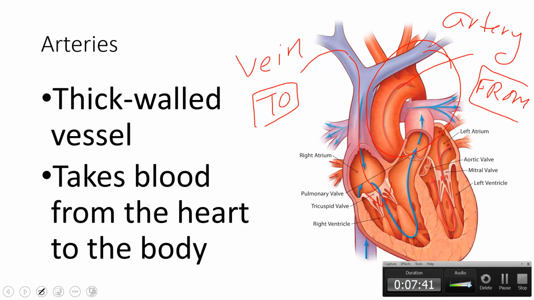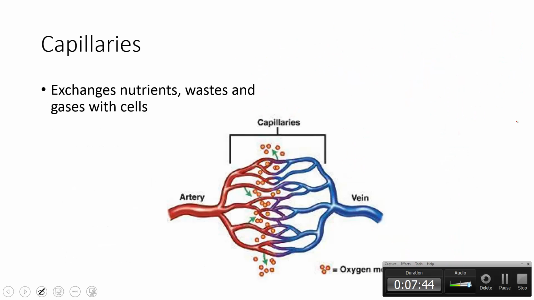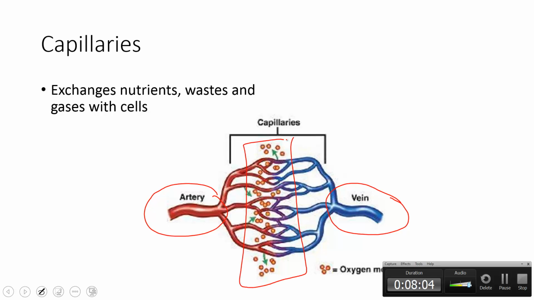Finally, there's one more type of blood vessel, and it's called the capillaries. The job of the capillaries is to exchange nutrients, waste, and gases with cells. Now, capillaries are very small. You'll see that the arteries are pretty thick-walled, but they're larger. The veins are slightly smaller, thin-walled, but still, they're bigger than the capillaries. This area here are the capillaries.